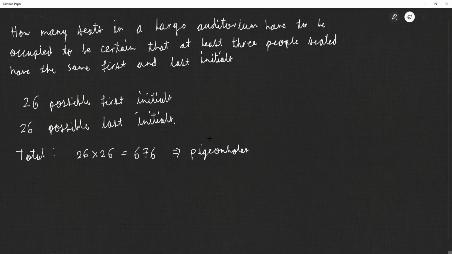So for each possible pair of initials, now we want to guarantee that some pair of initials appears at least 3 times. To avoid having 3 in the same hole, we could put at most 2 people in each of the 676 holes, which will give us 2 times 676, which gives us 1,352 people. So it is still possible that no initials repeat 3 times.